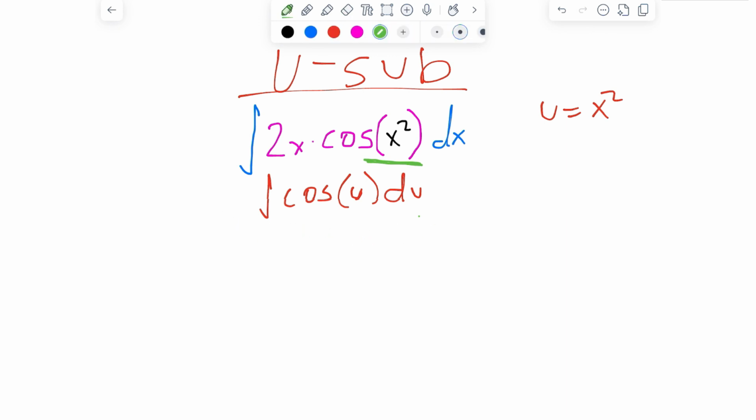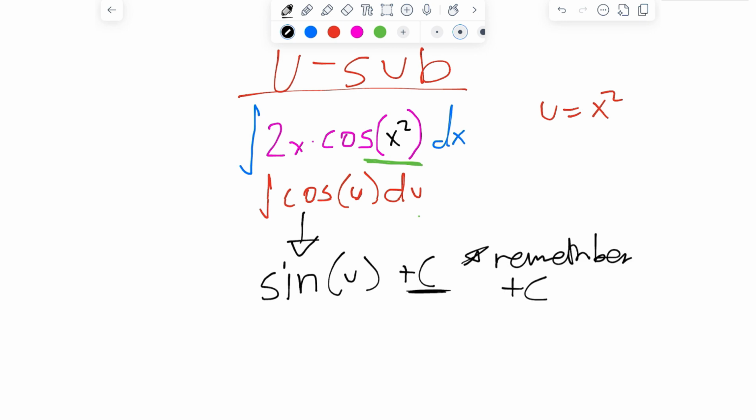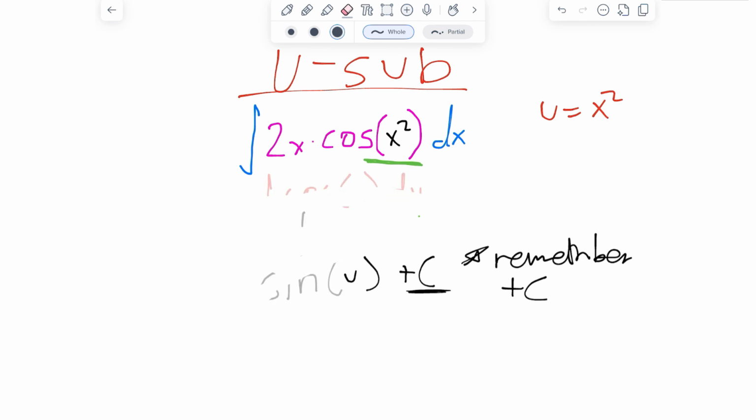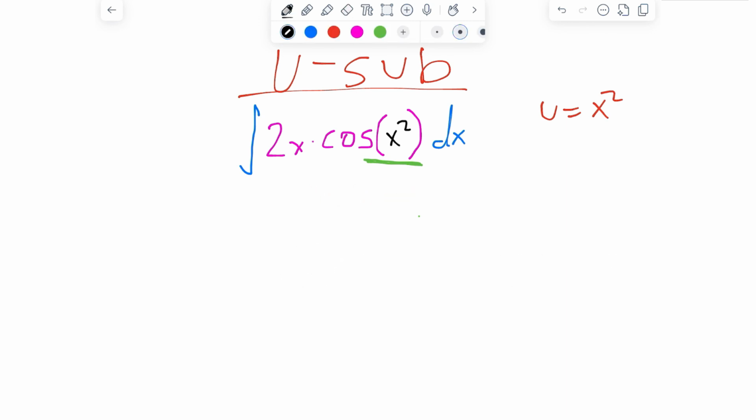So what we have to do next is integrate it. How would we do that? By trig identities, we know that the integral of cosine is sine. So now we get sine of u plus c. Remember, do not forget the plus c. Plus c is very important. So just remember when you're taking your exam, always have the plus c on you.